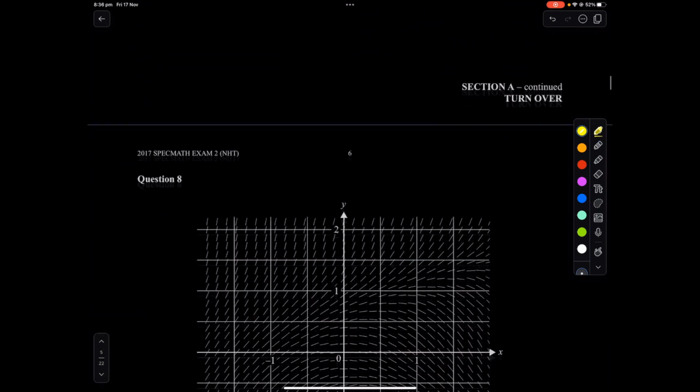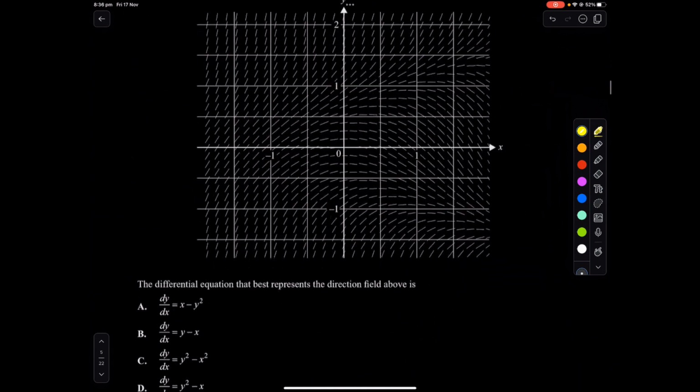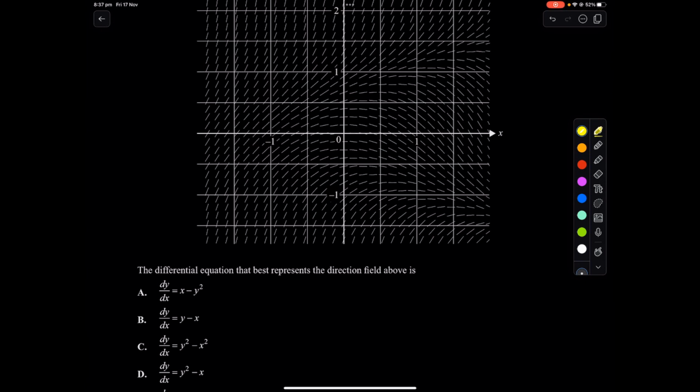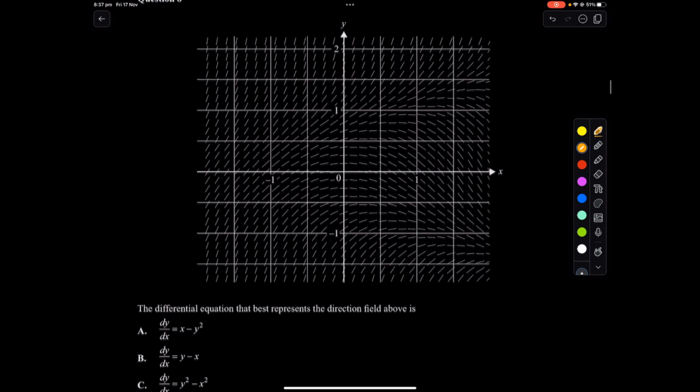Perfect. Question 8. The differential equation that best represents the direction field above is what? I would be honest, if I was in the exam, I would just pick a point and trace it and use my graphing calculator, CAS to do it. But I just want to first show you to understand the conceptual understanding, I want to show you how to really look at this. Okay, so you have this graph over here.